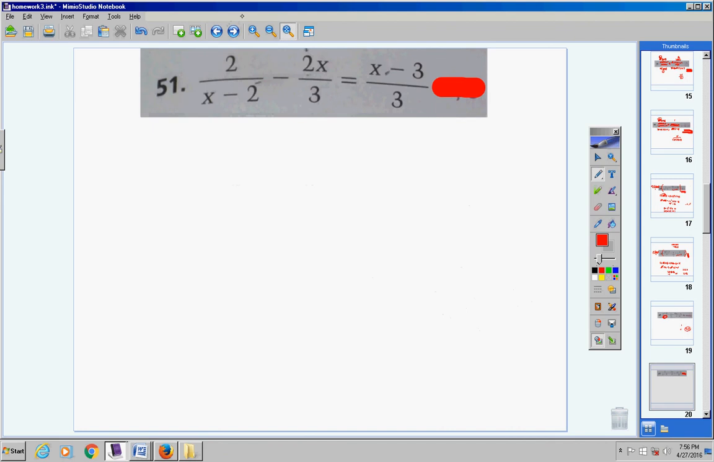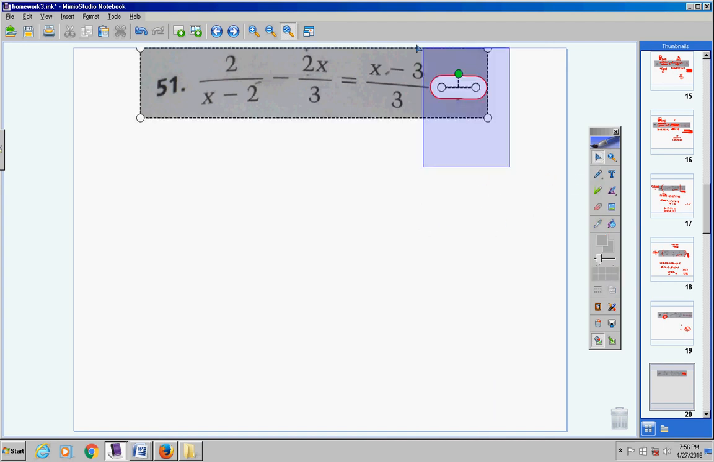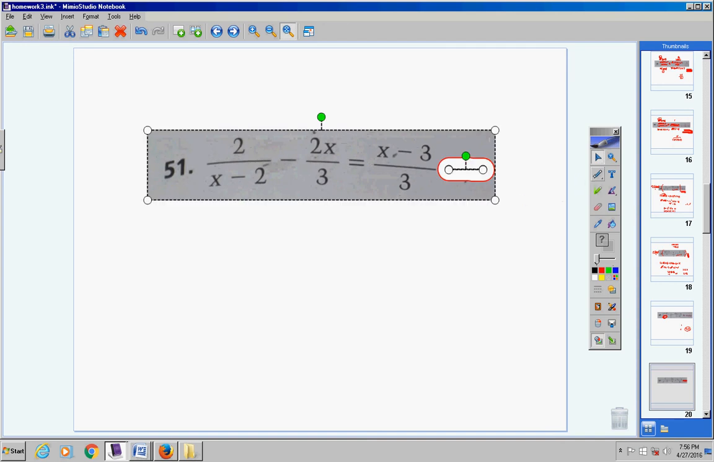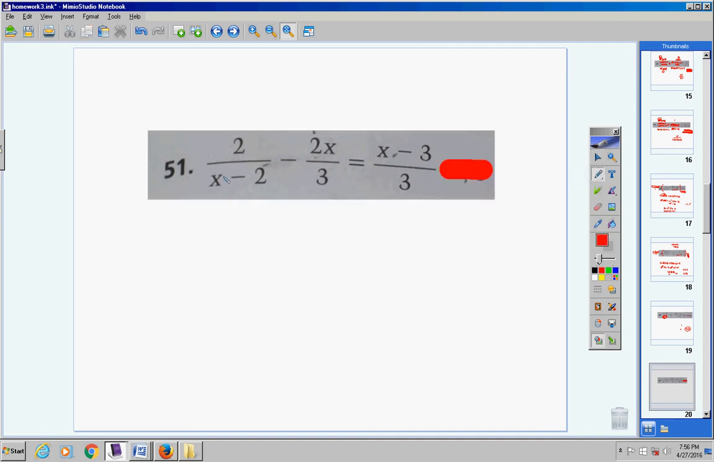Alright, let's try number 51. Alright, let's find our common denominator. Remember, when you're finding a common denominator, compare monomials with monomials, binomials with binomials. I have an x minus 2 binomial. There's one group here, none here, and none here, so I need 1. Here I have a monomial of a 3 and a monomial of a 3. I have no monomials over here. Which group has the most? Well, they both have 1, so I just need 1. And there's your common denominator: 3 times x minus 2 all over 1.